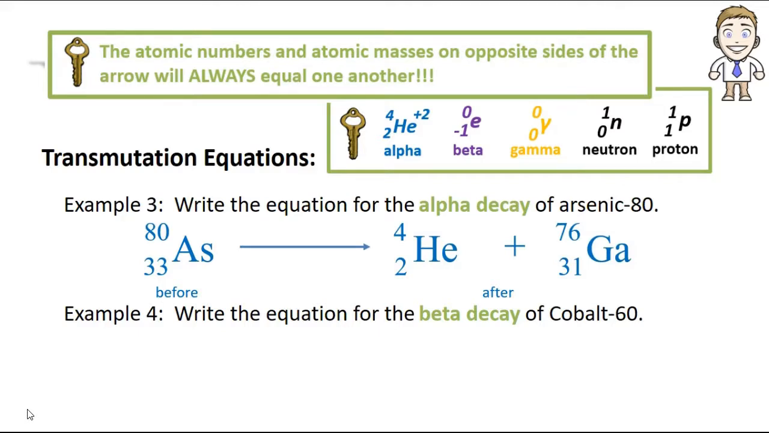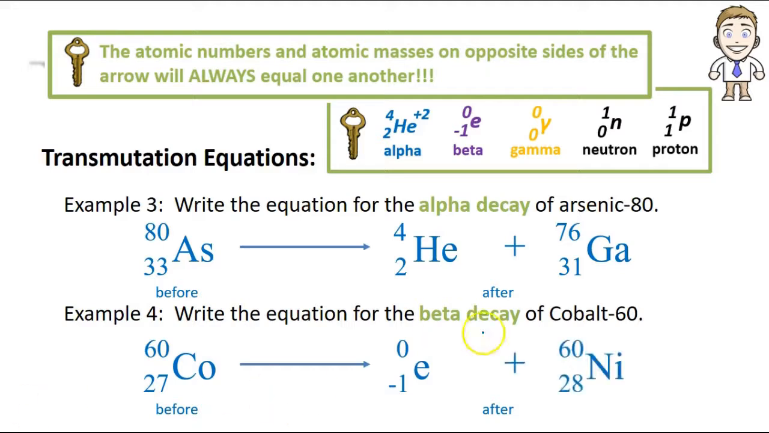For the beta decay of cobalt-60, before we start with the symbol for cobalt with 27 protons. The decay happens, so put the arrow. This time a beta particle is released, leaving behind 28 protons. Remember, 28 plus -1 gives you the 27 you started with, and the mass of 60.